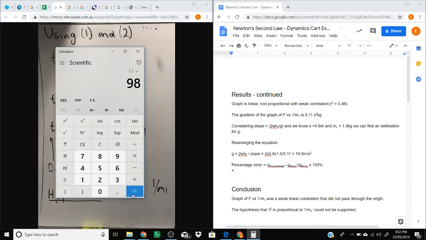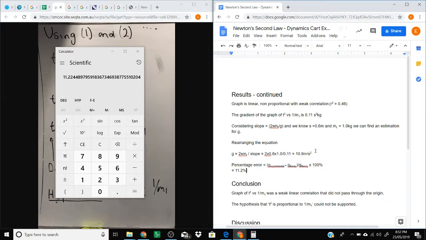Oopsie, that's 98, so maybe I'll times by 10 to fix that. There we go. And then I'm going to times by 100. I'm going to just times by 10 before. All right, there we go. So the error is 11.2%. Meh, it's not great, but it's not horrible. At least you've gotten something in the ballpark. So there you go. You've actually got an estimated G.